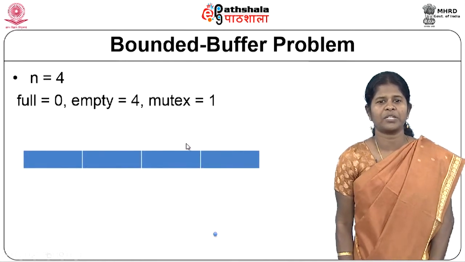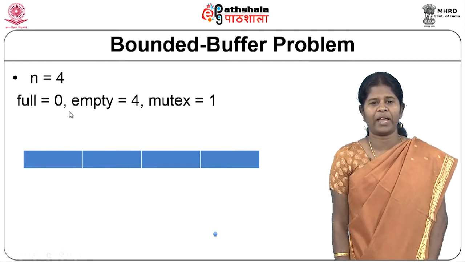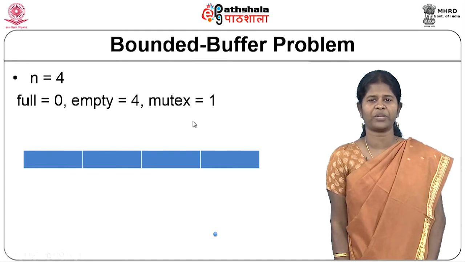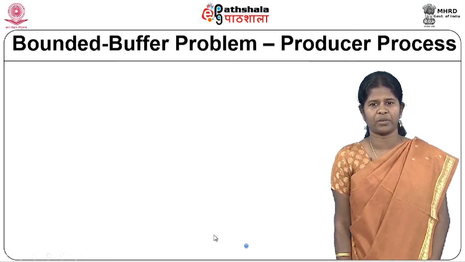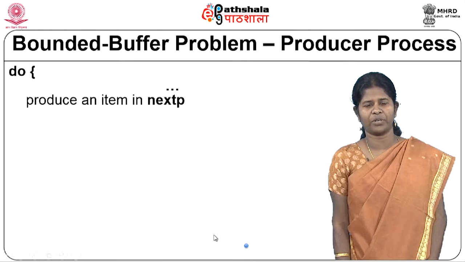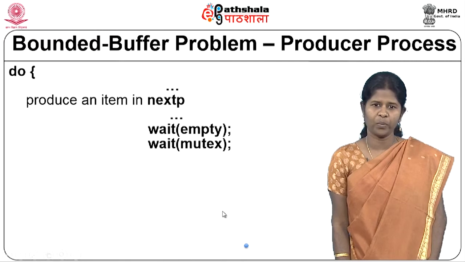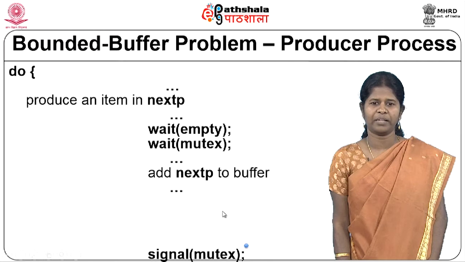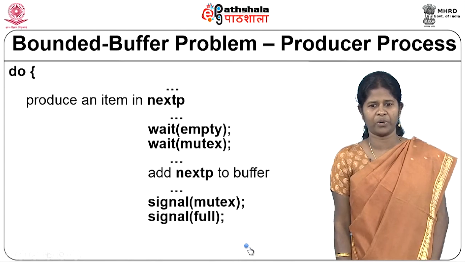So, the producer process has to place items in this buffer, and the value of the semaphore full is 0, the value of empty is equal to 4, and mutex is equal to 1. And what should the producer execute? If you look at this algorithm for the producer process, it will have to first wait on the empty semaphore, and then wait on the mutex semaphore, and then it will place the item in the buffer, and then after placing the item it should signal mutex and signal full.